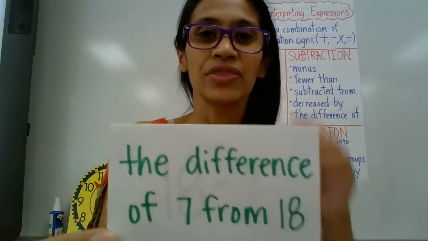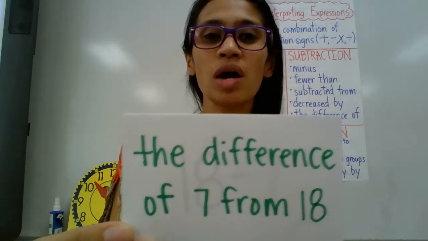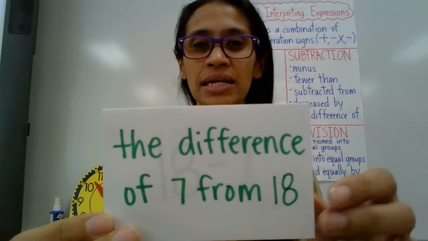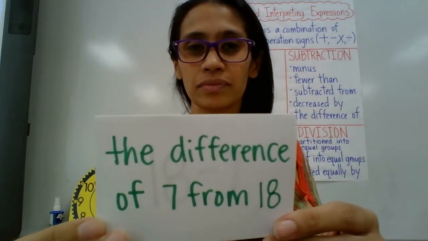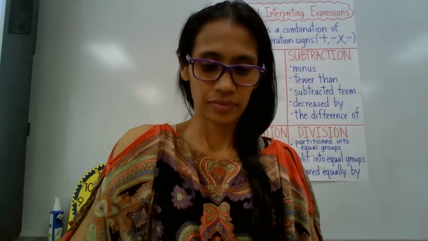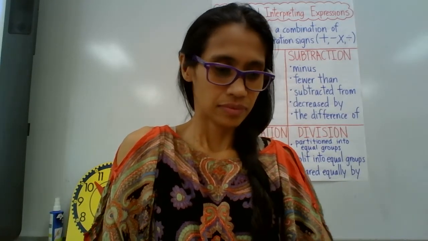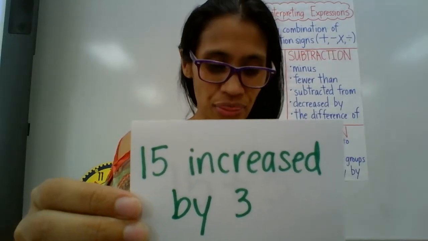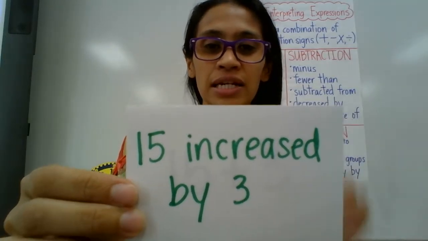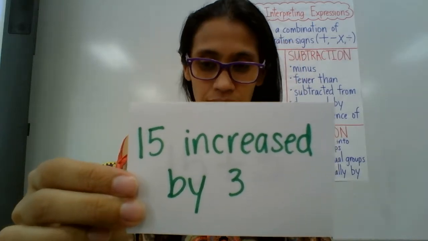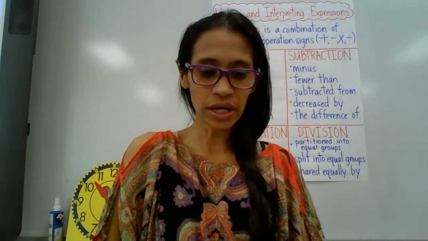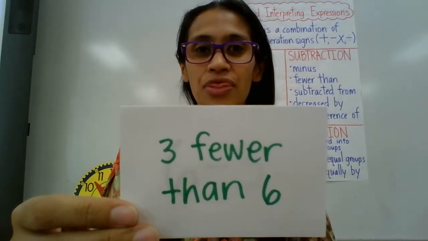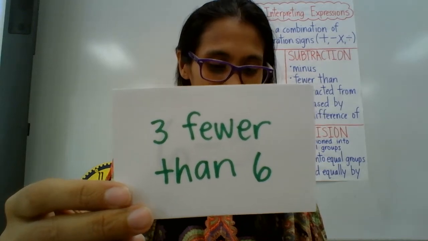Here's the next one. The difference of 7 from 18. Here's the next one. 15 increased by 3. All right, next. 3 fewer than 6.